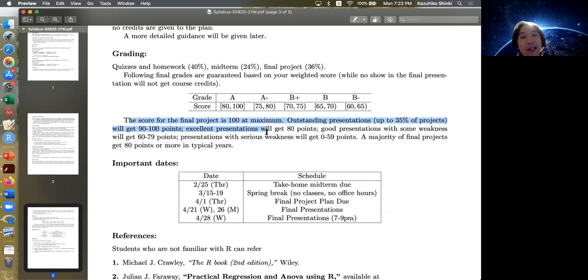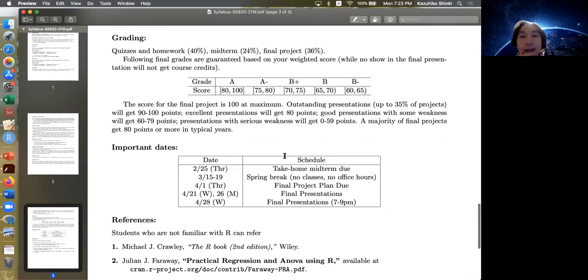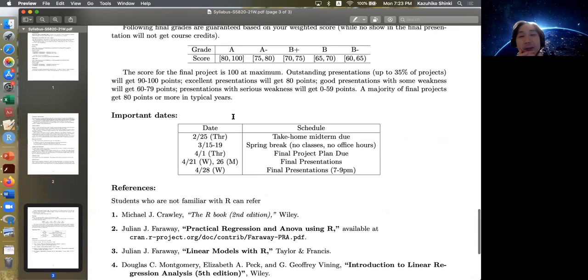And 18 points are basically enough. So if the average is 80 points, then you can get an A. So I think you don't have much trouble with this grading scheme. I have had this grading scheme for more than 10 years. Maybe just 10 years. Yeah, so these are some important dates.